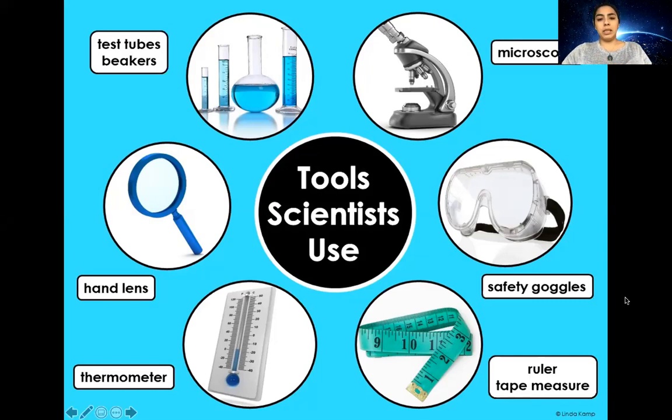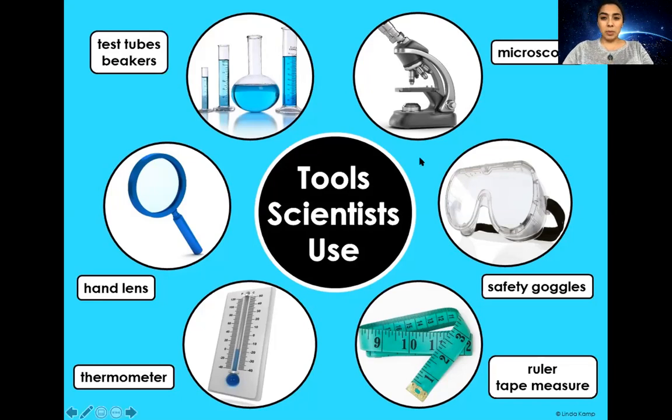And last but not least, now we have two more. Then we have goggles. Scientists need to wear goggles. They need to wear them, safety goggles. And it says it in the name. It's to keep scientists safe. Because if something explodes or something falls out and it gets into their eyes, it can damage their eyes. So they need to wear goggles so that they're safe.